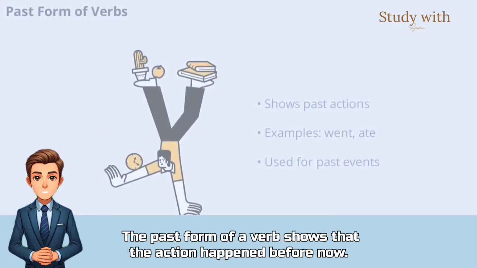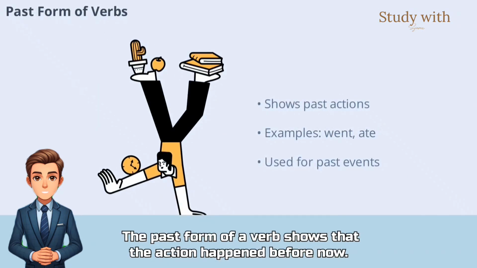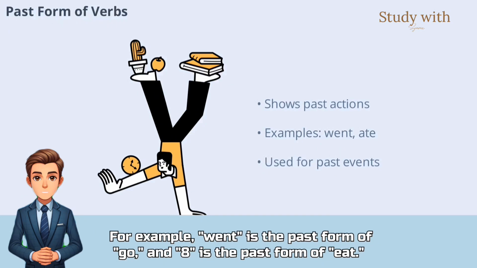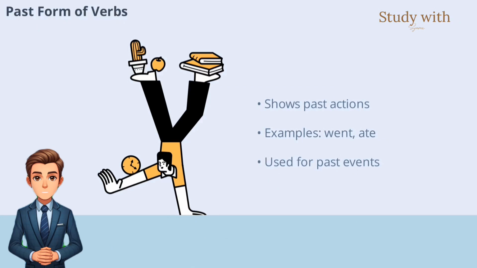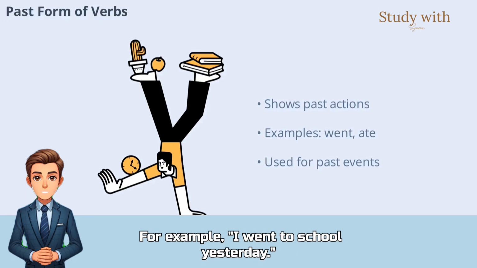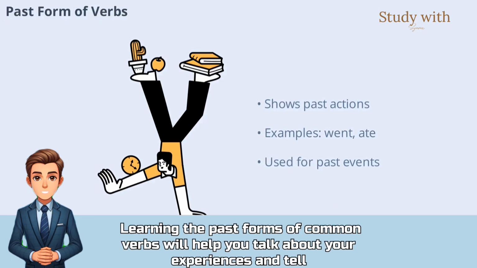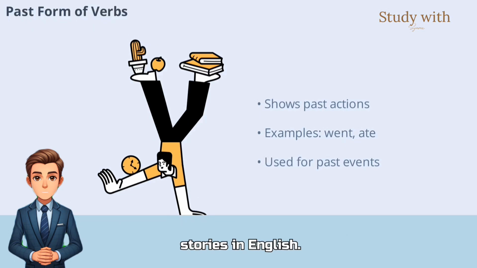The past form of a verb shows that the action happened before now. For example, went is the past form of go, and ate is the past form of eat. We use the past form to talk about things that happened yesterday, last week, or any time in the past. For example, I went to school yesterday. Learning the past forms of common verbs will help you talk about your experiences and tell stories in English.